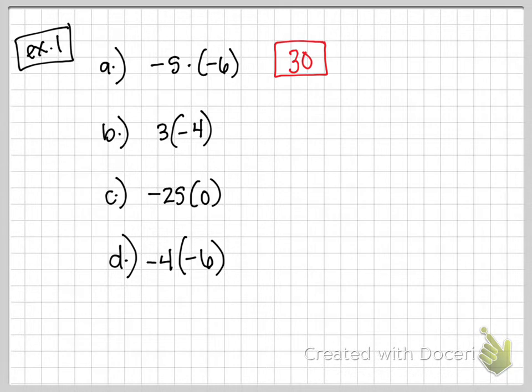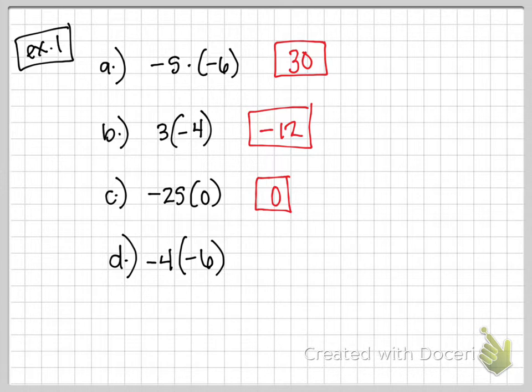Letter B, 3 times a -4. John, what'd you get? -12. -12 is correct. Why did you say it was negative? Because there are different signs. Different signs gives us a negative product. Very good. All right, Hazen, letter C. Is it 0? It is 0. Anything multiplied by 0 is 0.